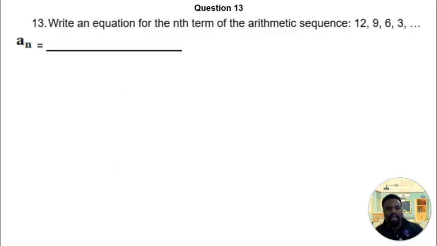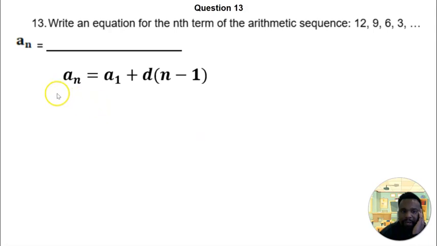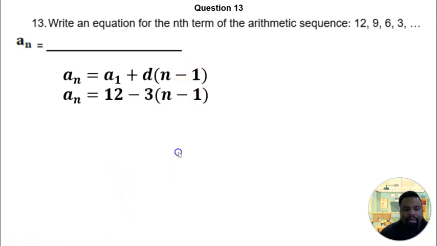All right, let's look at number 13. Let's write an equation for the nth term. So we've got to write an explicit formula. The first thing we've got to do is identify our common difference. Our common difference is negative 3. What's the first term in the sequence? That's 12. So our explicit formula is the first term of the sequence, a subscript 1, plus the common difference times n minus 1. That's just a formula that we've got to know. The first term is 12, so 12 minus 3 times n minus 1, because your common difference is negative 3.